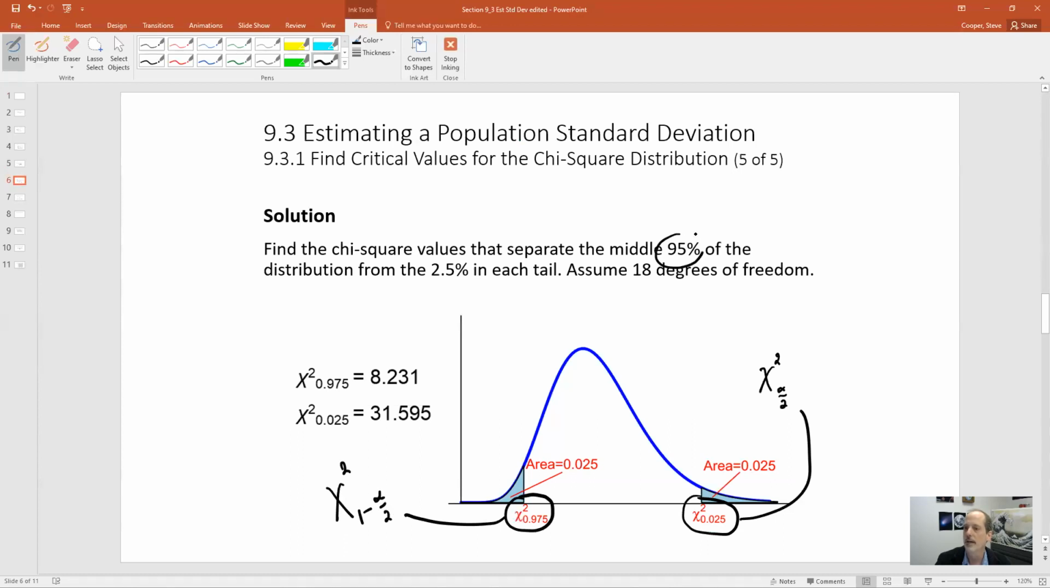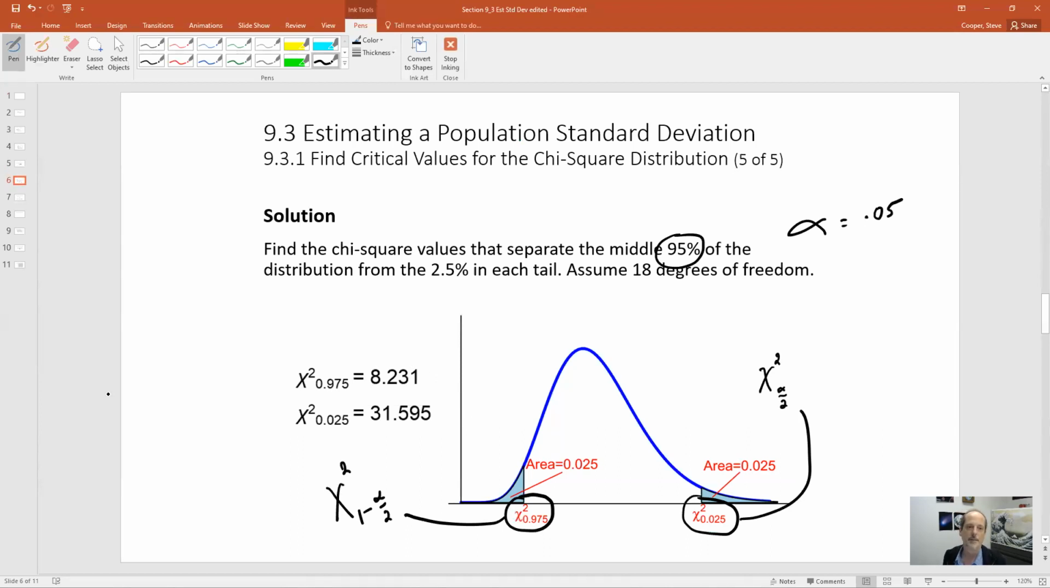So since we wanted 95%, alpha equals 0.05. So this is 0.025 because that's what alpha over 2 is. And this is 1 minus 0.025. And the reason we need that is because our table that we're going to consult gives us the area to the right of the subscript of chi-square. So let's go look that up. They've given us the results, but let's go look it up in the table.